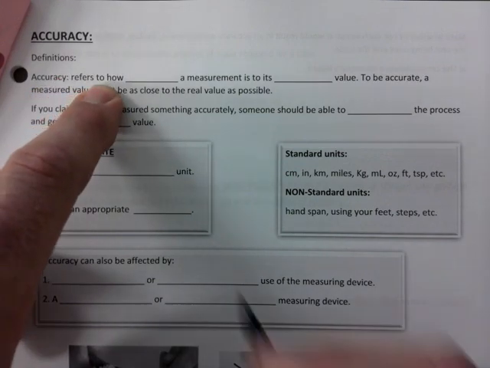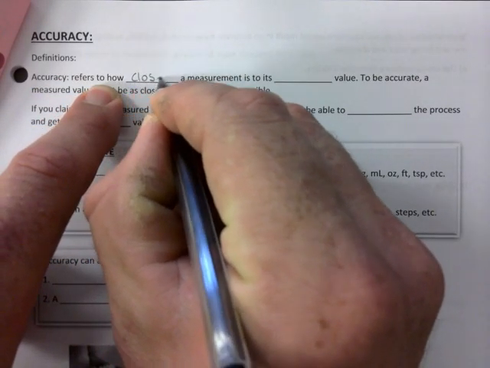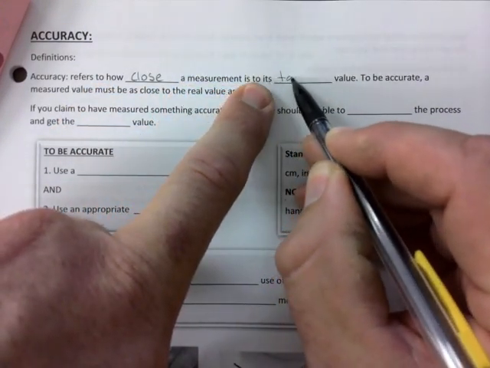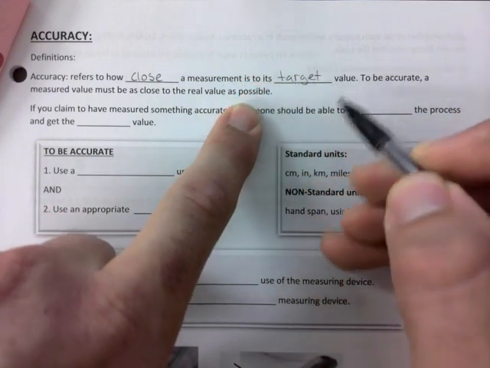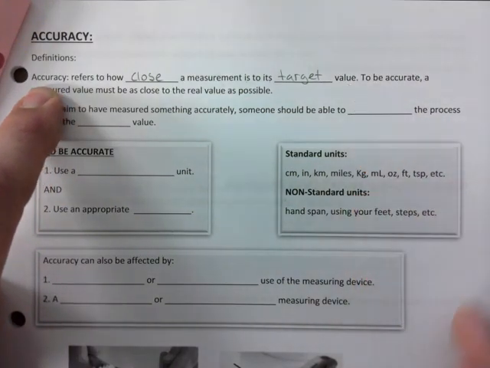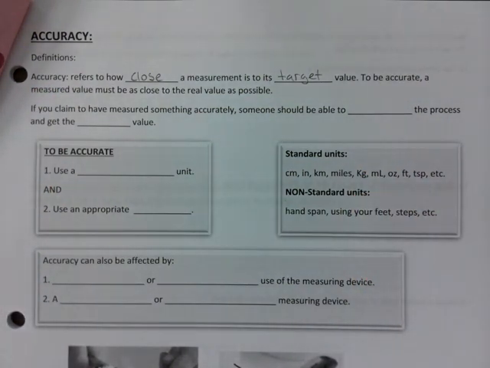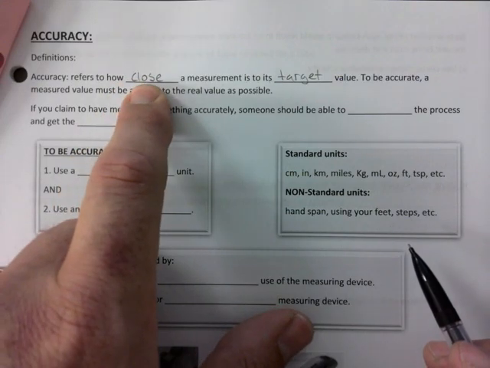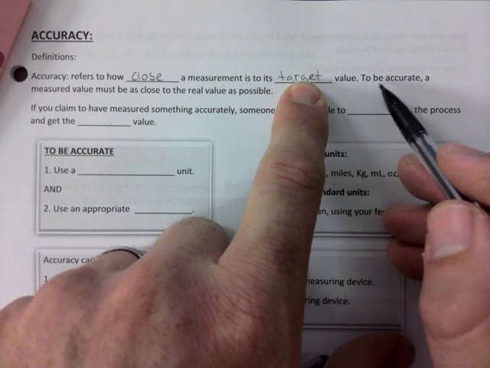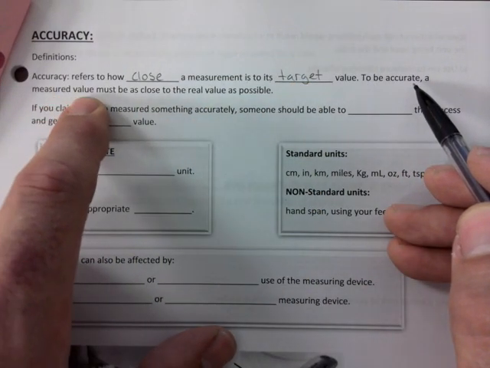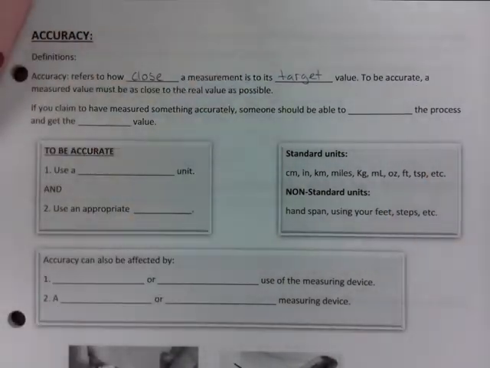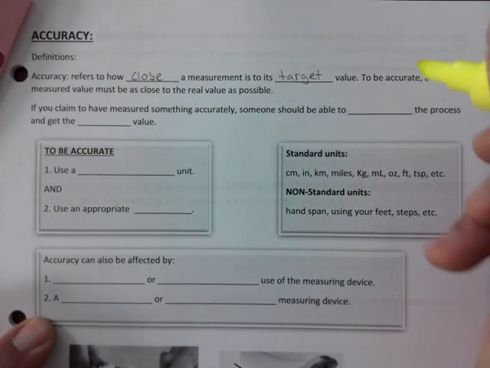Accuracy refers to how close a measurement is to its target value. So accuracy, I'm going to define it in multiple ways, not just one way, but one of them is it refers to how close the measurement is to the actual target value. To be accurate, a measured value must be as close to the real value as possible. Okay, so I'm going to highlight that part.